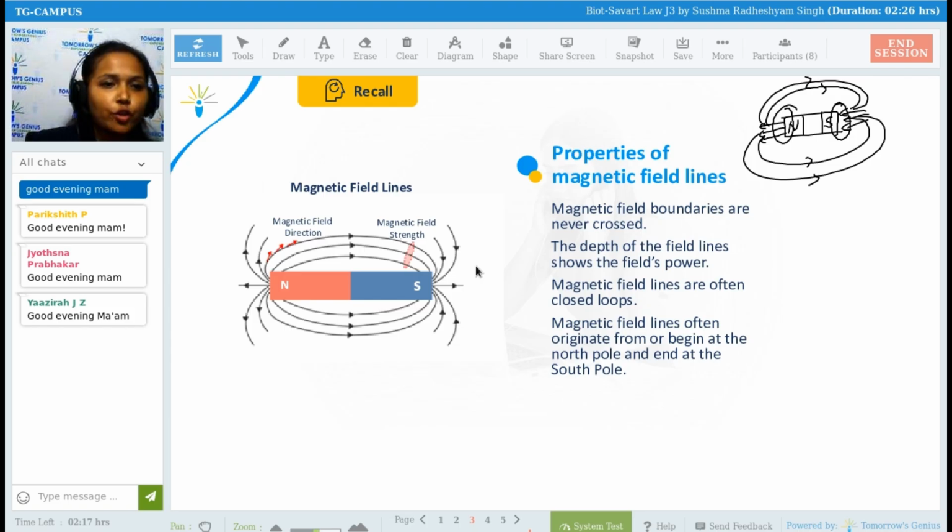Okay, so this is the structure of the magnetic field lines. See, this is the north pole, this is the south pole. The magnetic field travels like this, and the lines drawn form a closed loop structure. They never intersect each other, and they show the direction of the magnetic field at each and every point.